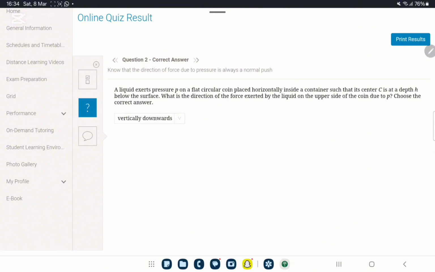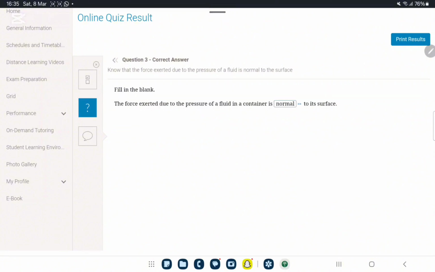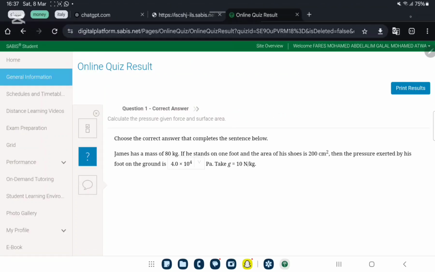Here they said that a coin is in a liquid, and they want the direction of the pressure on its upper surface. So the surface in red. We know that pressure is always normal to the surface, so it's going to be perpendicular and downwards. So vertically downwards. Again, force exerted due to pressure in a fluid is always normal. Now section 5.2.